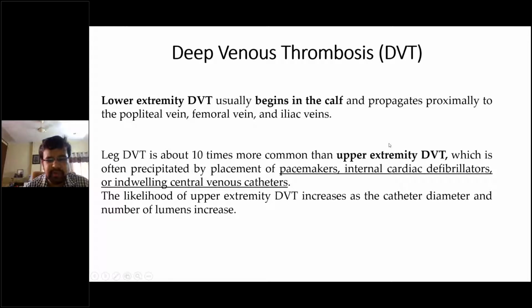While upper extremity DVT is very rare and is often precipitated by placement of pacemakers, by placement of ICDs. ICDs are internal cardiac defibrillators, or some indwelling central venous catheters. And also the likelihood of the upper extremity DVT will increase as the catheter diameter and the number of lumen increase. Okay, so we'll be limiting ourselves to the lower extremity DVT here, which begins in the calf.